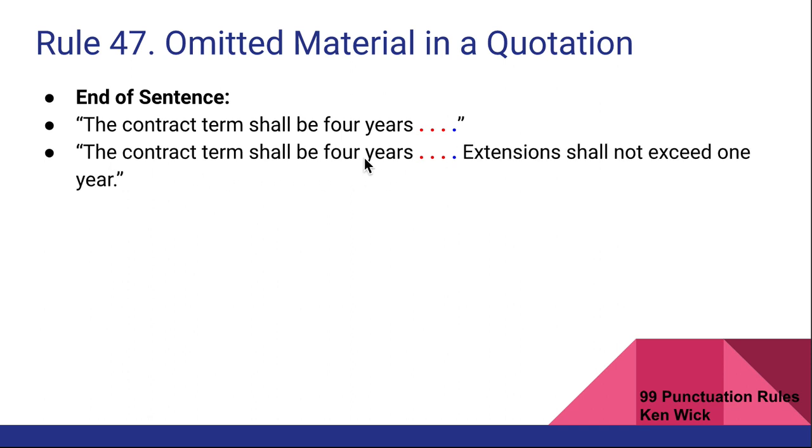"The contract term shall be 4 years... Extensions shall not exceed 1 year." So here once again we have some omission in a quoted material: the ellipsis, a period, then the spacing after the period, and the next sentence begins. So this is how it would look if your omitted material occurred at the end of a sentence. This one has nothing after, and this one you actually have a continuation of a sentence. The last example is with a question mark: "Can you explain...?" Here you have omitted material and then a question mark. So you put the ellipsis showing the omitted material, a space, and the question mark.